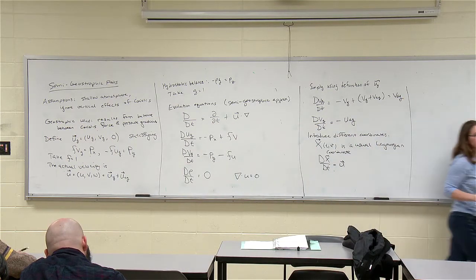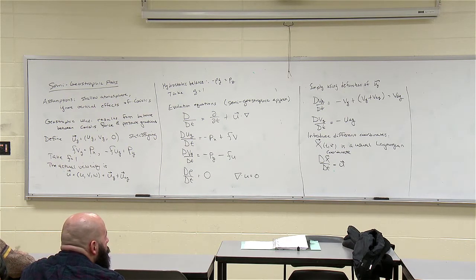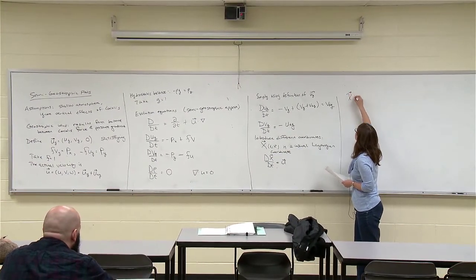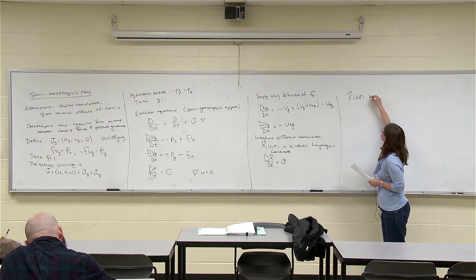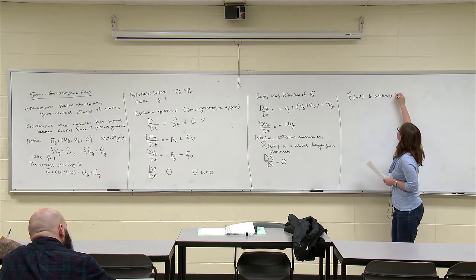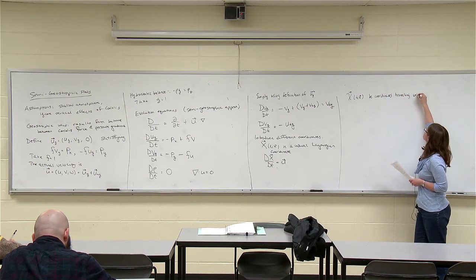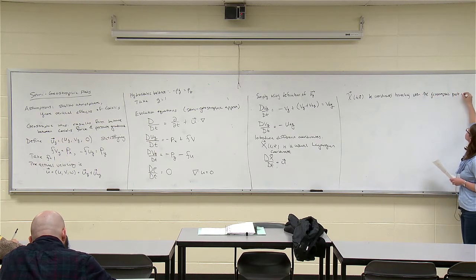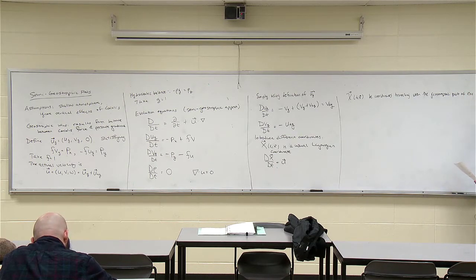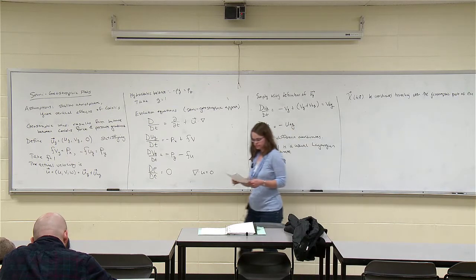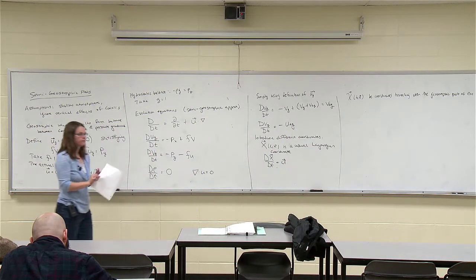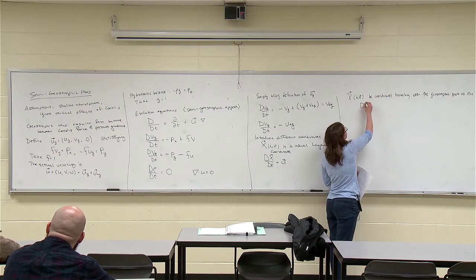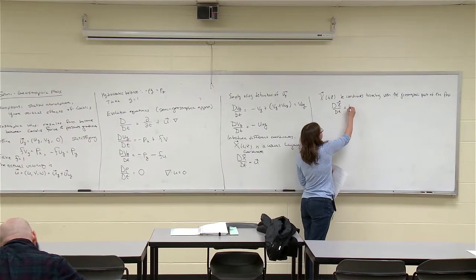Now, we also want a set of coordinates that travels along with just the geostrophic part of the flow. Because at the end of the day, we're just trying to solve for the geostrophic part of the flow. So I'm going to say, let's let chi be coordinates that travel with just this geostrophic part. Okay, so what do we want? We want d chi by dt to equal ug.